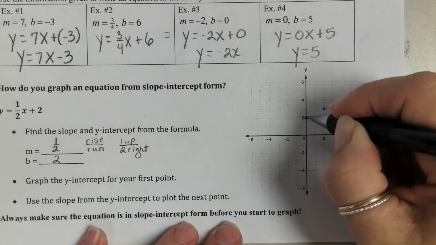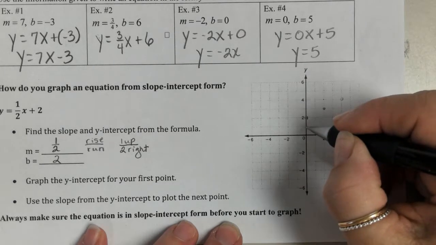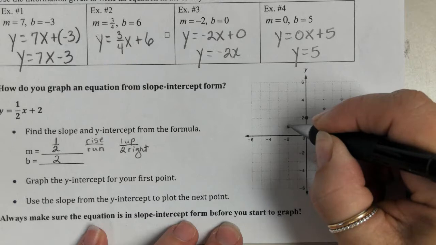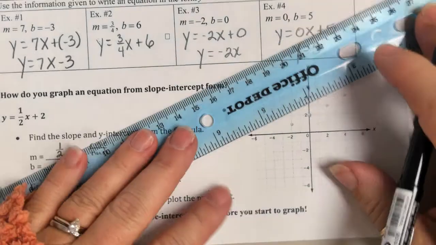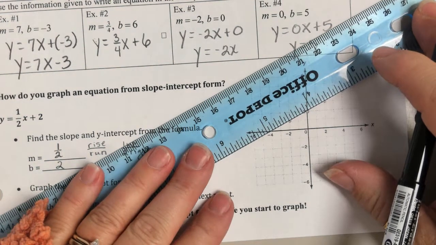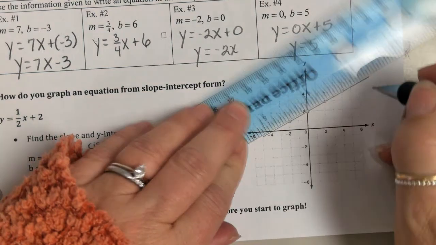Now, you can also reverse it. If you need to go the opposite way on your graph, I can go down 1 and to the left 2, and notice that's still on the same line. It's real important if you reverse it that you reverse both directions. Don't just reverse one, or you will change your slope.